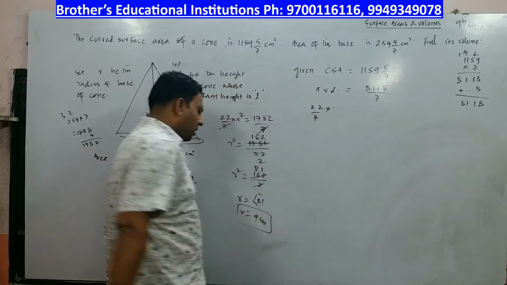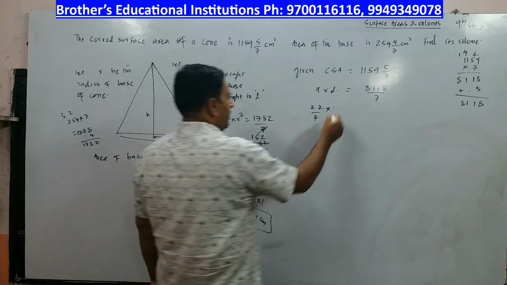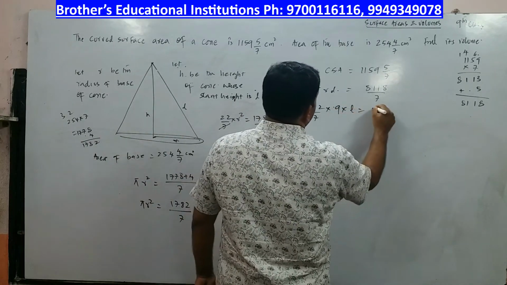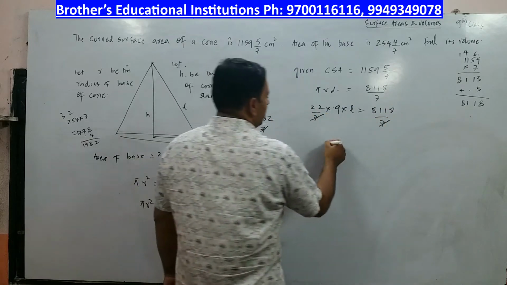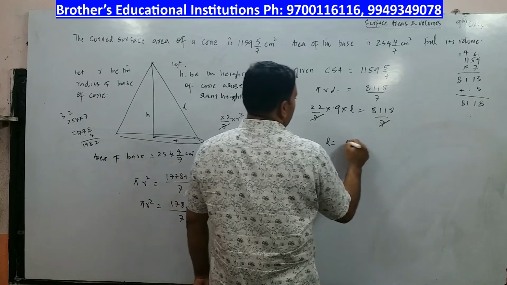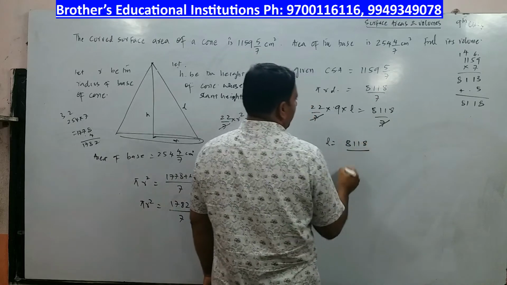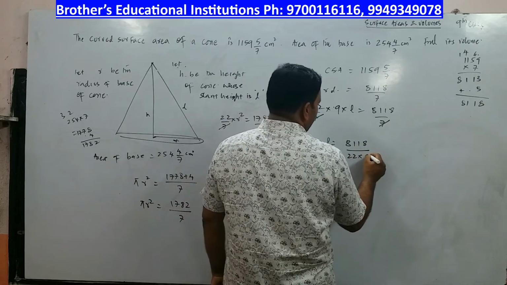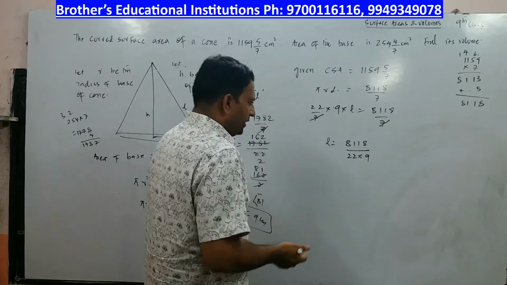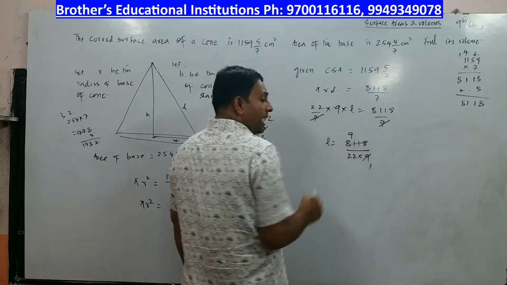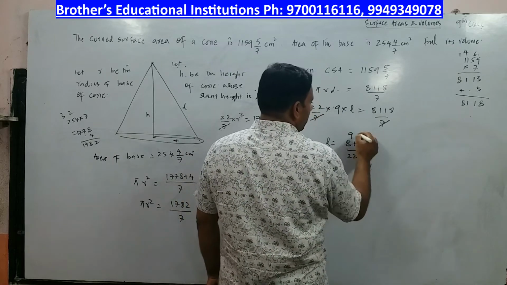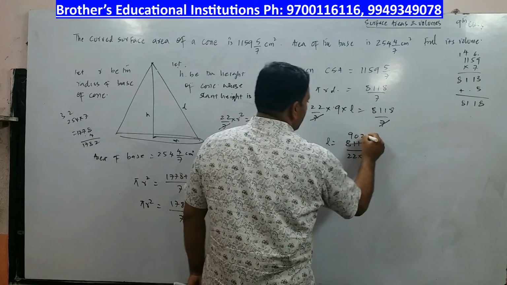Now pi is 22 upon 7, into R. R how much we got? We got R as 9. L we have to find, 8118 divided by 7. Once again 7 will be cancelled. I have to find the value of L. L is equal to 8118 divided by 22 into 9. Now how do you proceed? It is 9 1s are 9. 9 9s are 81. And you are jumping forward. Put a gap. 9 2s are 18.